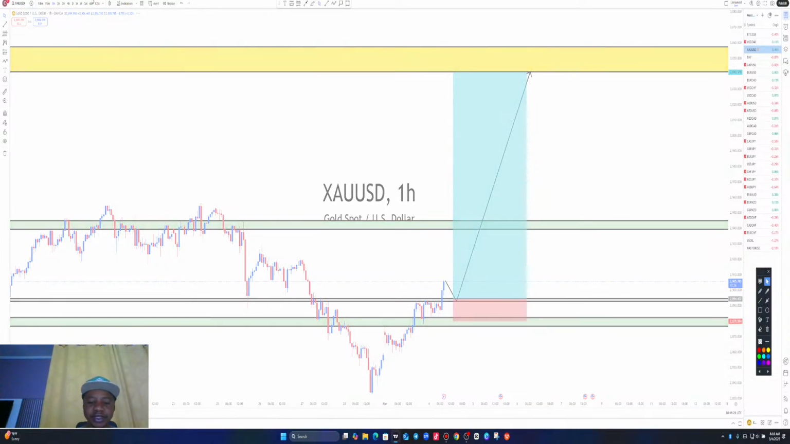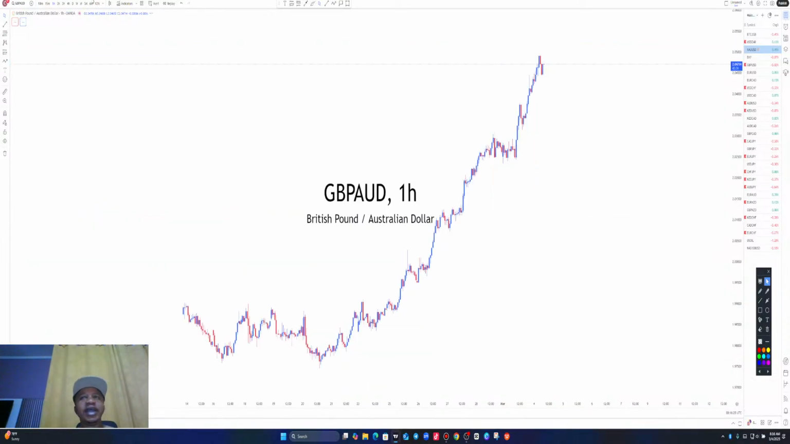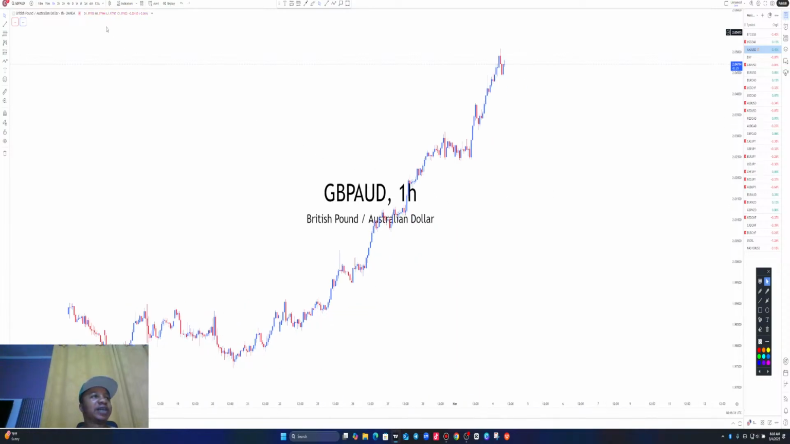All right, so GBP AUD, let us also switch to the monthly time frame and then begin the analysis from the monthly as usual. So back to the monthly time frame of this pair.